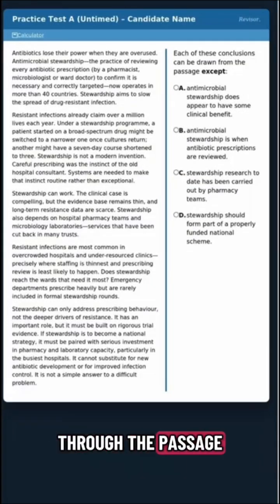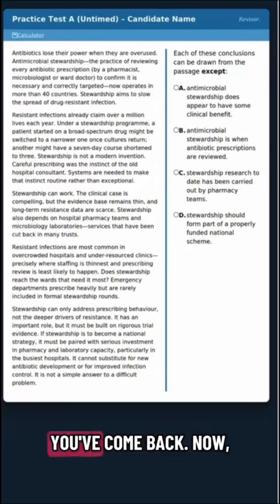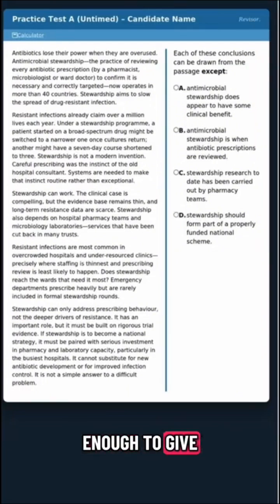They'll take you through the passage 1 time each, and by the time you come back to this question, you'll understand the passage as a whole. So let's say you've come back now. You should know enough to give each paragraph a theme, which is the key to this question. The first paragraph, let's read it.